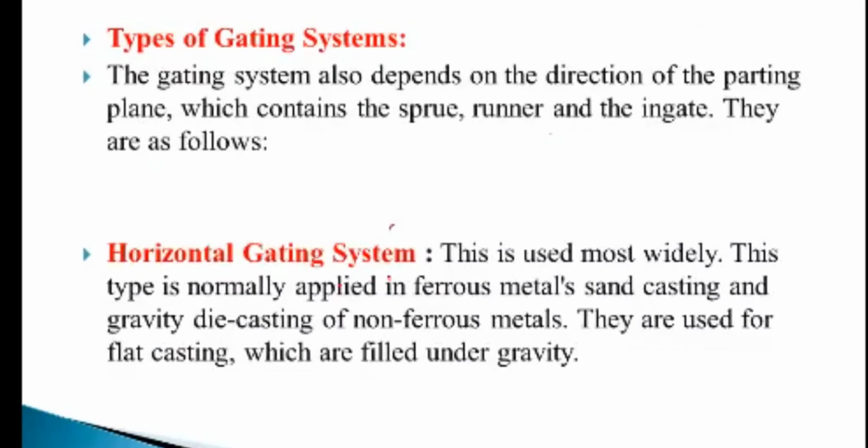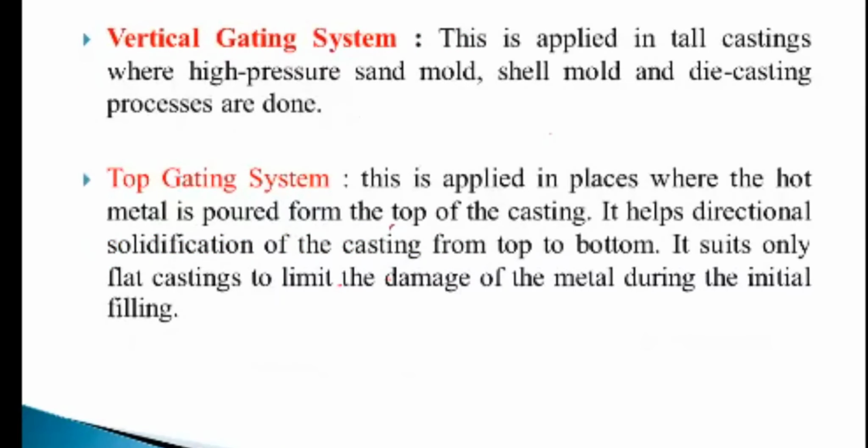Vertical gating system. Generally the vertical gating system is used for tall castings, those castings that are very tall and where high pressure molds are used. High pressure molds, I told you, means die casting. Under machines all the work is being done, so high pressure molds and die castings are used. Where die casting is used, and for tall, big, more height castings and high pressure, we use the vertical gating system.